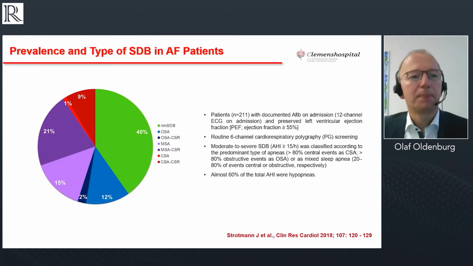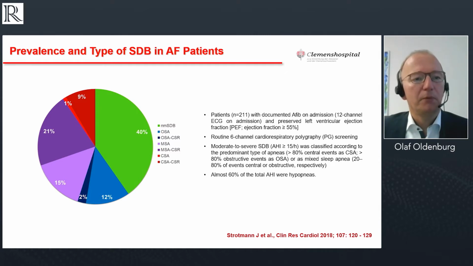Going to the next slide, we looked into the prevalence, and previously I just talked about the obstructive sleep apnea. We looked at the prevalence in patients with documented AFib on admission. So we have AFib in the 12-channel ECG on admission, and at the same time we have a preserved, at least systolic, left ventricular function with an ejection fraction more than 55%. And in these 211 patients, we did a routine 6-channel cardiorespiratory polygraphy screening.